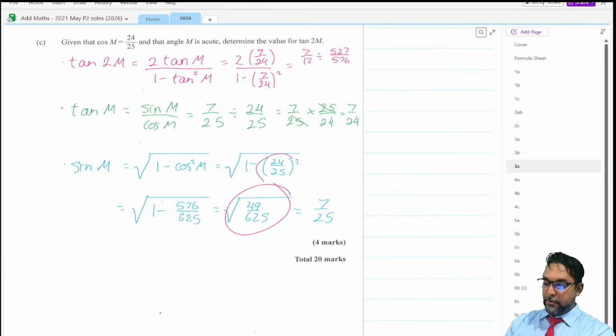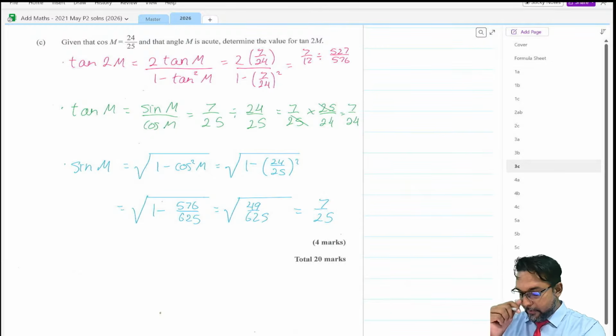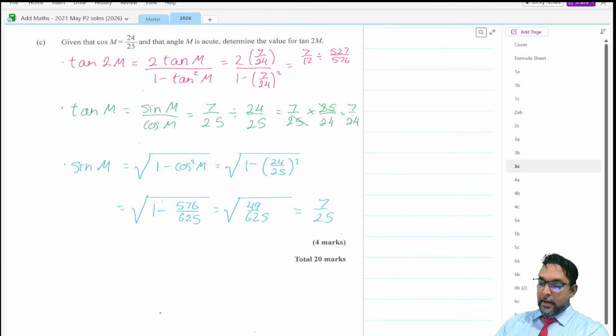So you just square 24 over 25, you get 576 over 625. Subtract that from 1, you get 49 over 625. And then of course the square root of that is the square root of 49 over the square root of 625, so you get 7 over 25. And then you take that and divide it by the cosine. When you divide fractions, you change divide to multiply and invert the divisor. The 25 cancels and you get 7 over 24.